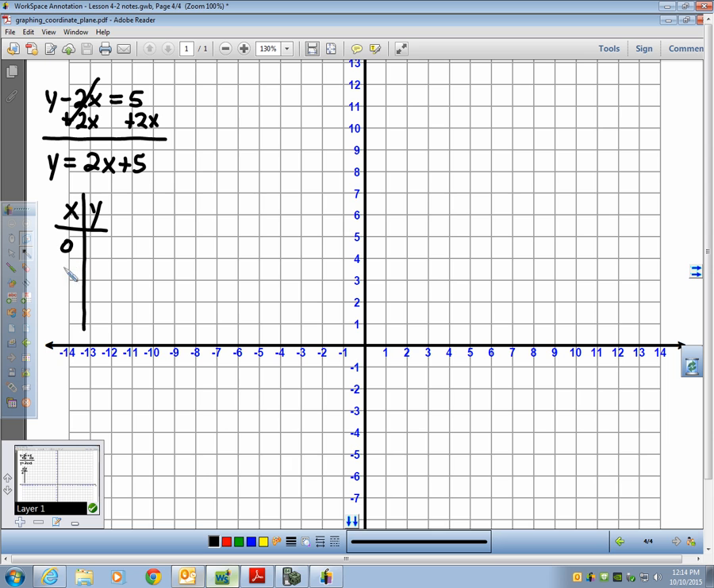I'm going to put in 0, 2, and 4. If I input 0, 2 times 0 is 0, and if I add 5, I get 5. And if I input 2, 2 times 2 is 4, and 4 plus 5 is 9. And if I input 4, 2 times 4 is 8, plus 5 is 13. So there's 3 points. Now, let's say that I just wasn't great at math and I want to get this table on my calculator. I have a hard time with mental math.